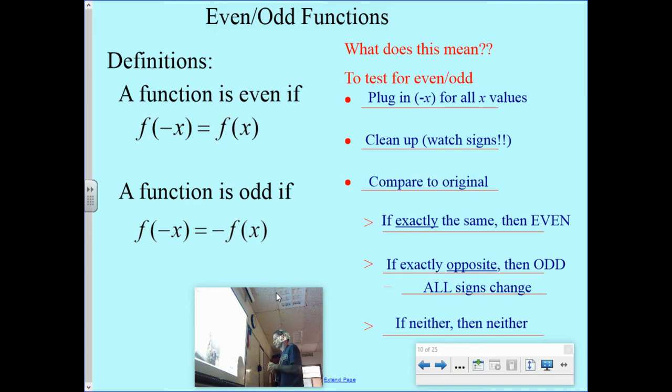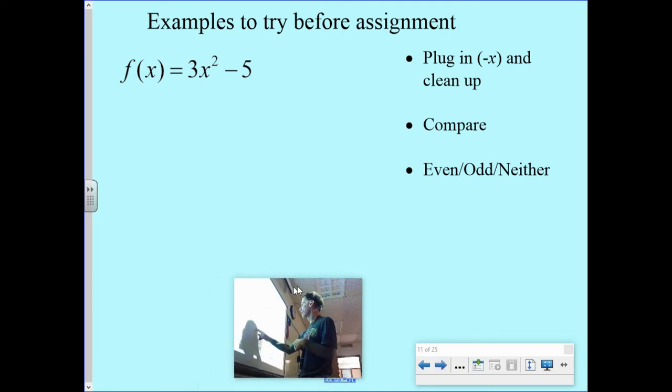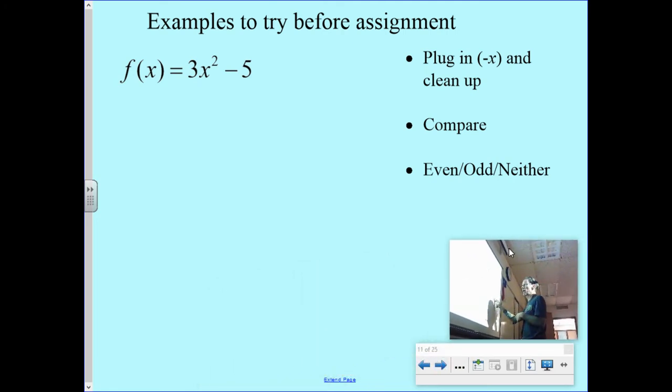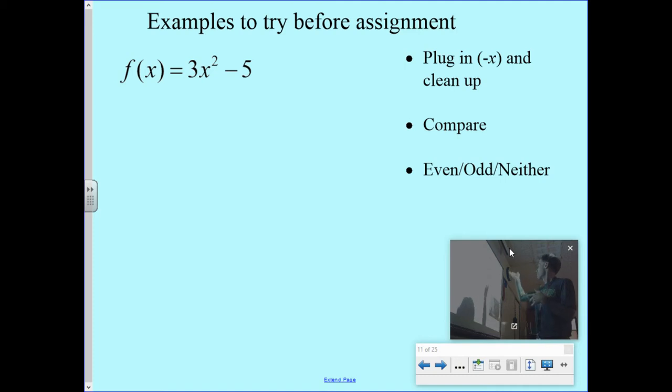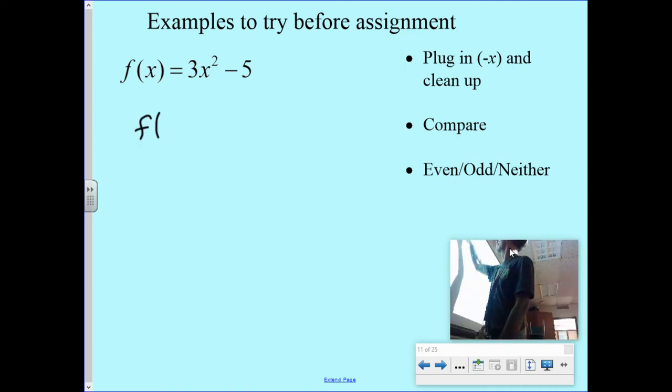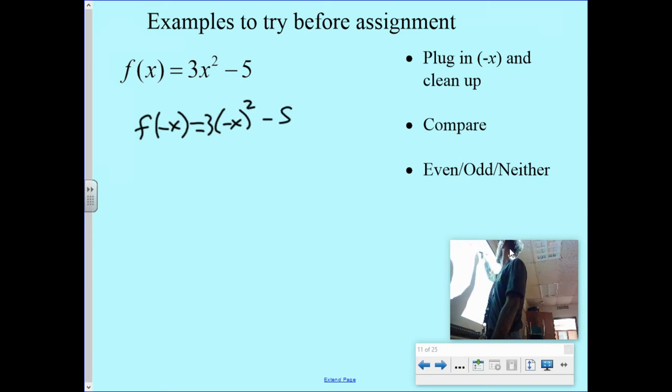Okay, so let's run through a couple of examples real fast, and we're going to run through that test and see what happens on these. So plug in negative x. For f of x equals 3x squared minus 5, we plug in negative x. Remember, we're plugging in exactly what it looks like, so 3 on the outside, plug in the negative x, square it, and then minus 5.